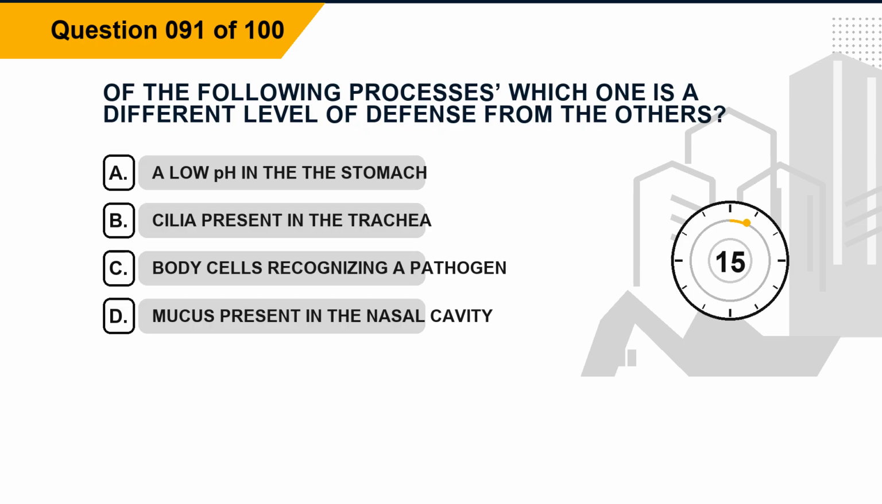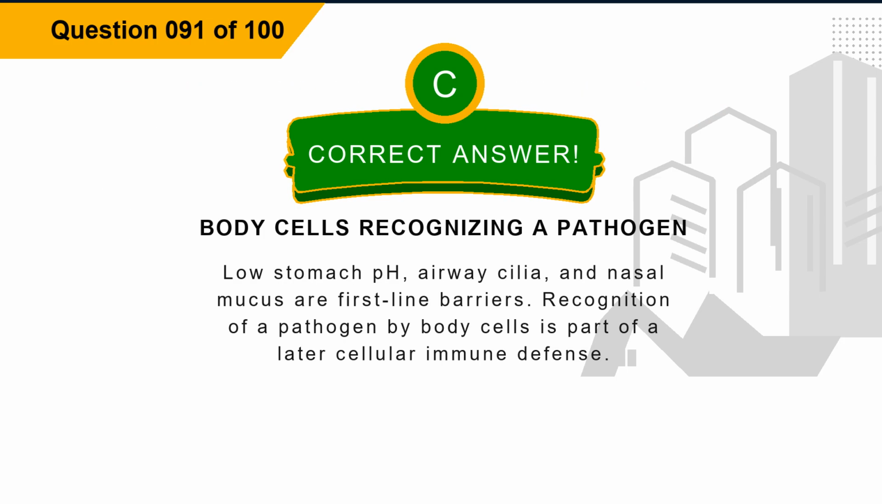Question 91. Of the following processes, which one is a different level of defense from the others? Option A, a low pH in the stomach. Option B, cilia present in the trachea. Option C, body cells recognizing a pathogen. Option D, mucus present in the nasal cavity. The correct answer is option C, body cells recognizing a pathogen. Explanation: low stomach pH, airway cilia, and nasal mucus are first-line barriers. Recognition of a pathogen by body cells is part of a later cellular immune defense.